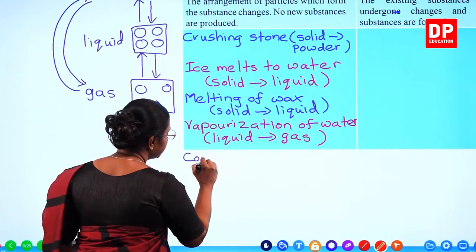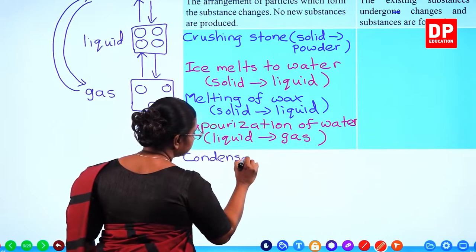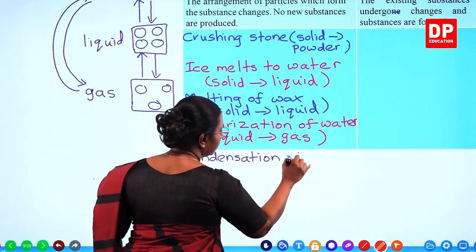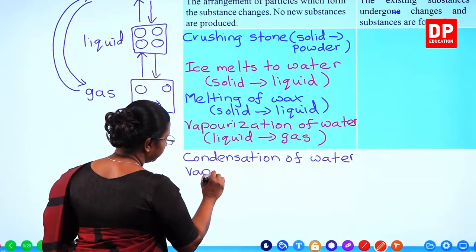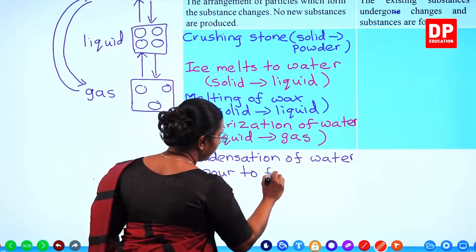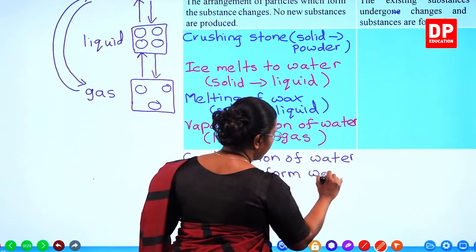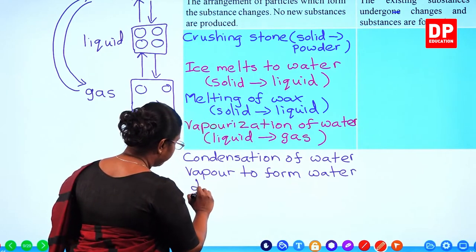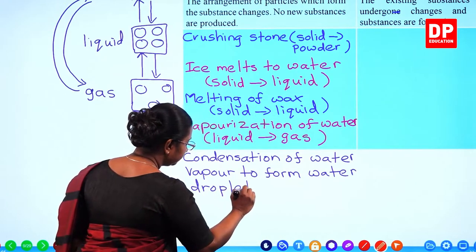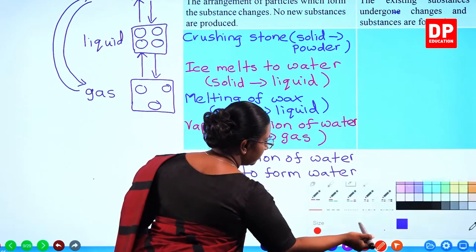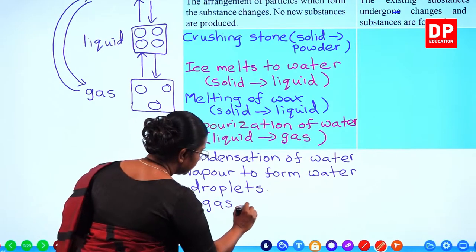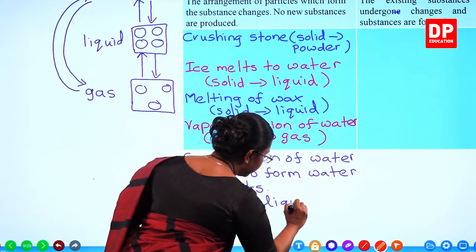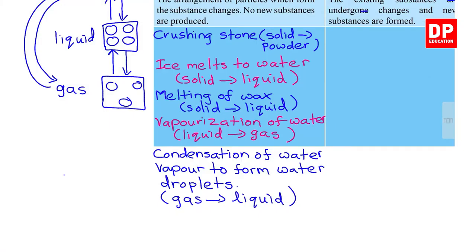The same way, we can consider the condensation of water vapor to form water droplets. What is the change taking place? Again, gaseous state to liquid state. So those are some observations under physical changes.